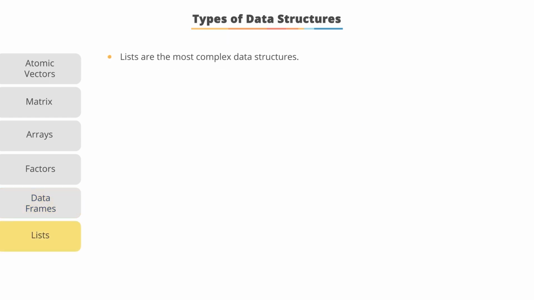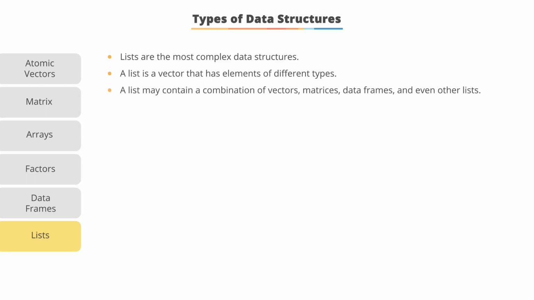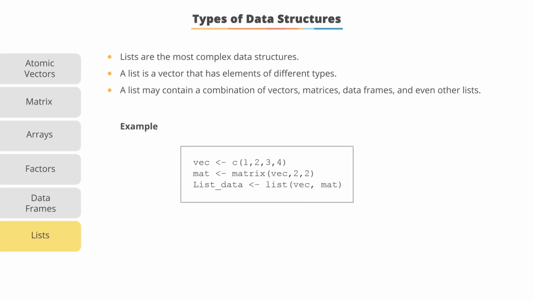Now, lists are the most complex data structures. The rationale why is because the lists themselves do not have to be of the same length to join them together. A list is a vector that can also contain elements of different types. In addition, a list may contain a combination of vectors, matrices, data frames, and even other lists. So here, what we could do is actually combine a vector and a matrix itself into a list.